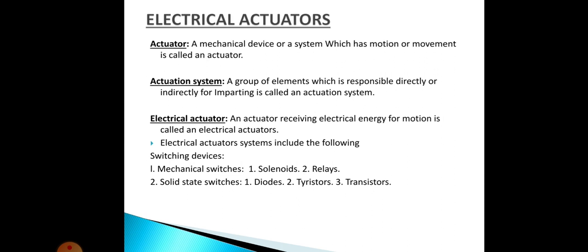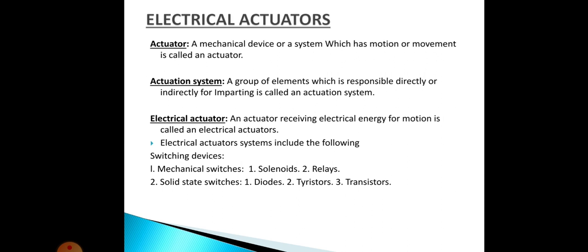The next one, electrical actuator. The actuator which receives electrical energy for motion or movement is called an electrical actuator. Electrical actuator systems include the following switching devices. Those are, first, mechanical switches, which include solenoids and relays, and second, solid state switches. In those, the first is diodes, second is thyristor, third is transistors.